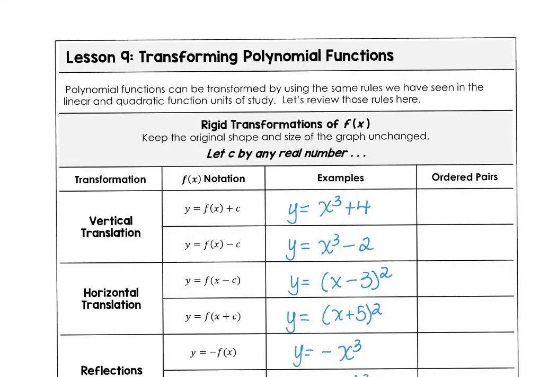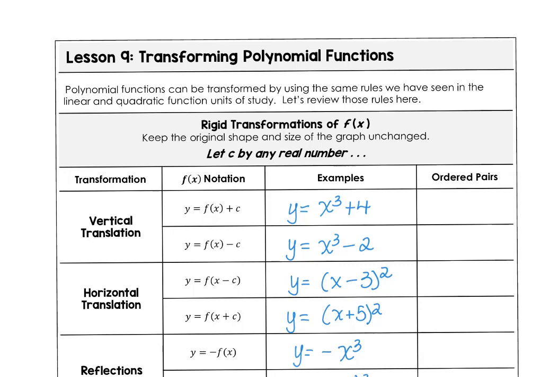This is our final lesson in Chapter 5. We're looking at transforming polynomial functions today. We've seen in earlier lessons in our linear and quadratic lessons how we could transform functions of power 1 and power 2. So today we're going to look at rigid transformations that keep the original shape and size of the graph when the power is something other than power 1 or power 2.